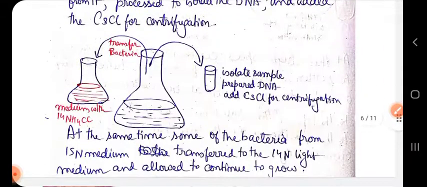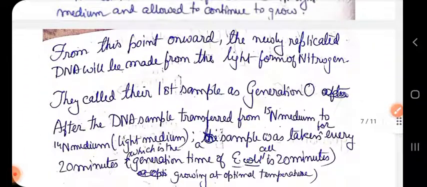Then, after growing for several generations, first we isolate the bacterial sample from the N15 culture medium, prepare the DNA, that means we isolate the DNA, and add cesium chloride to make it ready for centrifugation. At the same time, some of the bacterial culture which was growing on the N15 medium is transferred to the medium having the light isotope of nitrogen and allowed to continue to grow.